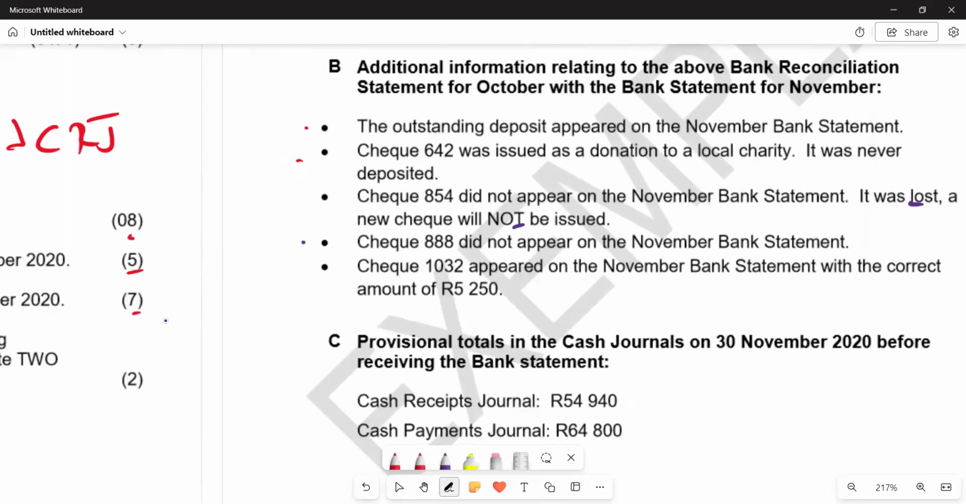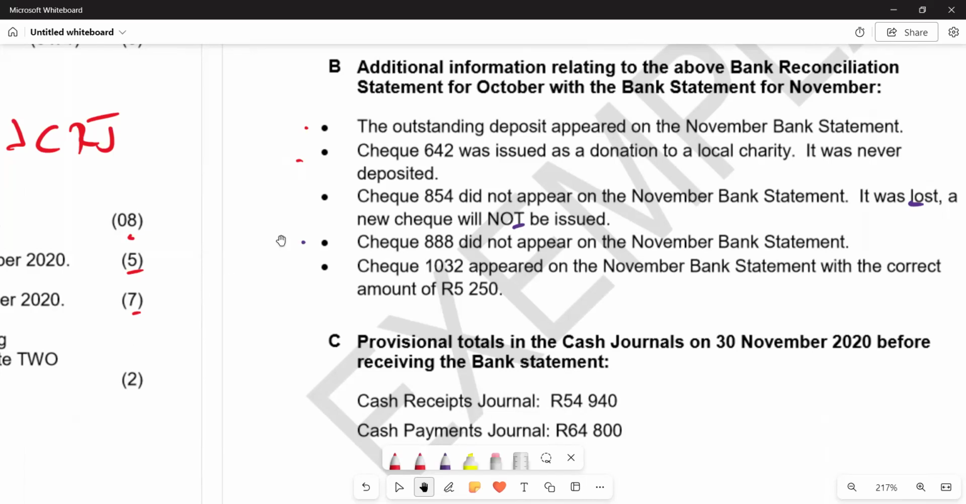It says check 888 did not appear on the November bank statement. So this one, there's no reason why it is not appearing. When there's no reason being stated why it is not appearing, it means we are expecting it to appear on the bank statement. So when we expect it to appear, it means we have to update it now on the bank statement.